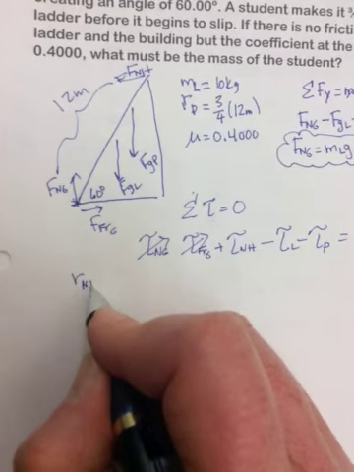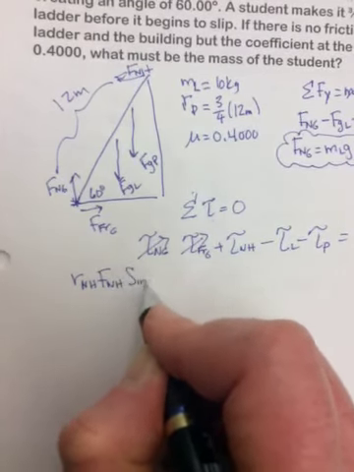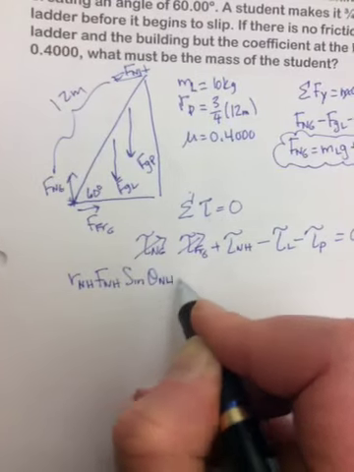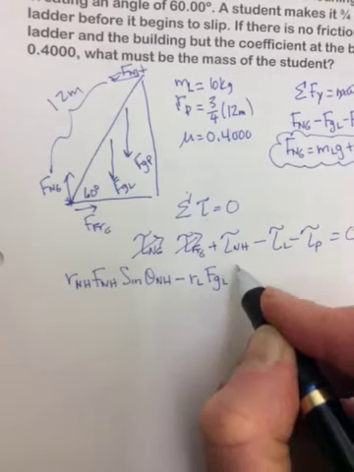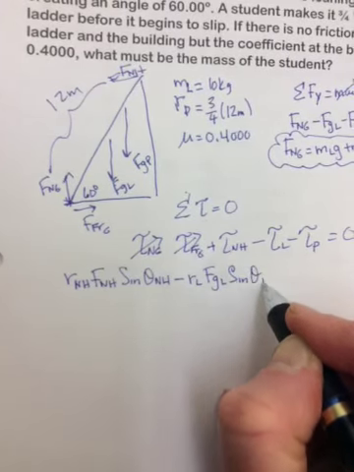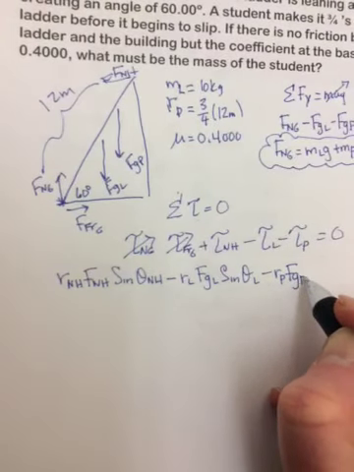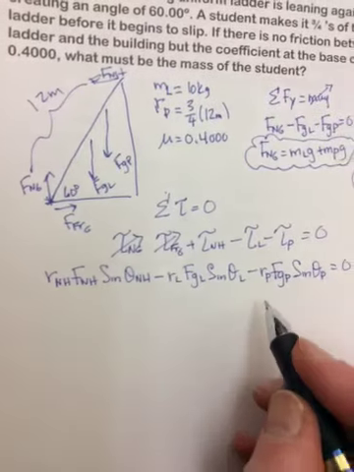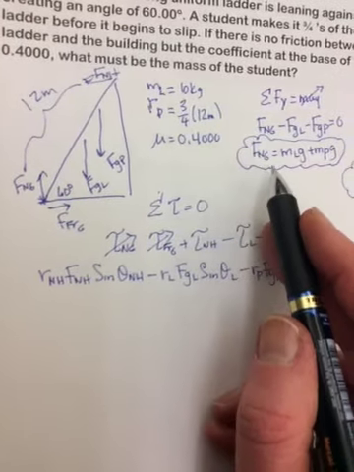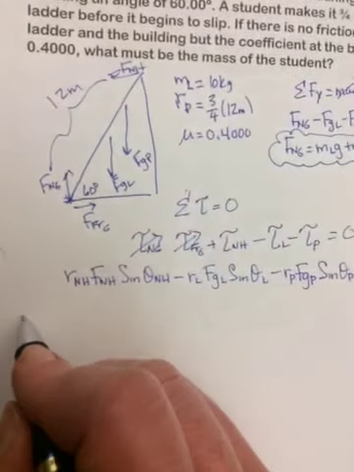So R normal of the house, F normal of the house, sine theta normal of the house, minus R of the ladder, FG of the ladder, sine theta of the ladder, minus R of the person, FG of the person, sine theta of the person equals 0. Okay, this time we have the expression for F normal of the house, which we can fill in.